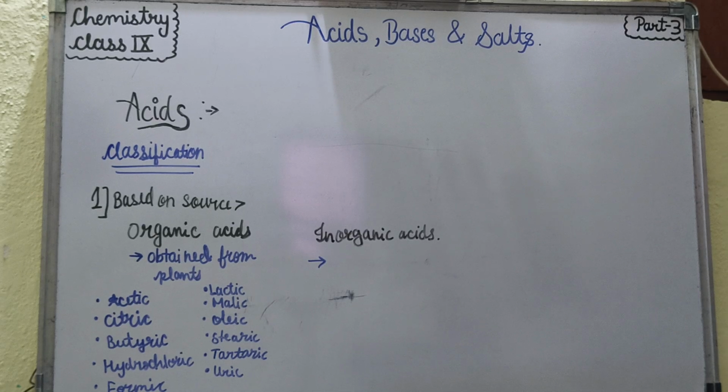Acetic acid, source of acid is vinegar. Citric acid, source of acid is citrus fruits. Butyric acid, source of acid is rancid butter. Hydrochloric acid, source of acid is gastric juice. Formic acid, source of acid is sting of bees and ants. Lactic acid, sour milk. Malic acid, apples. Oleic acid, olive oil. Stearic acid, fats. Tartaric acid, grapes, apples, tamarind. Uric acid, urine.